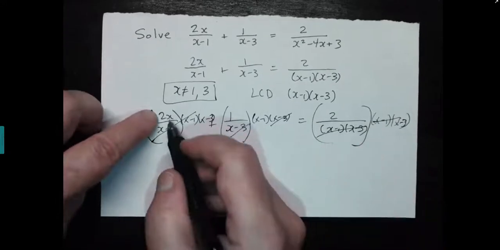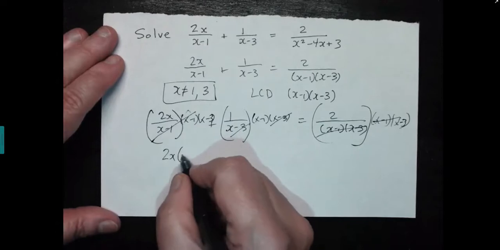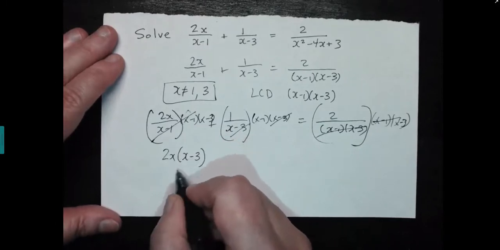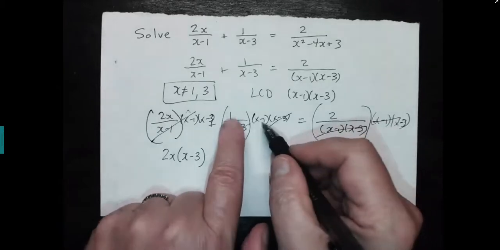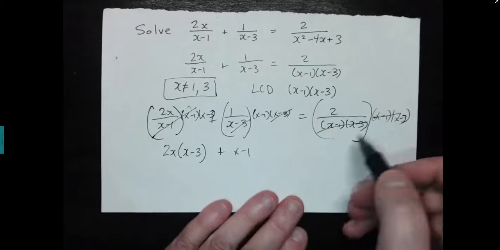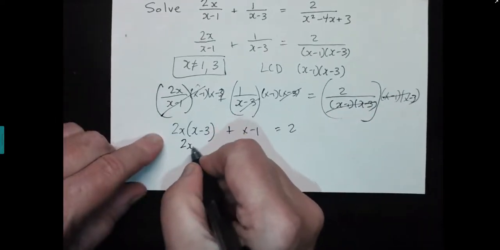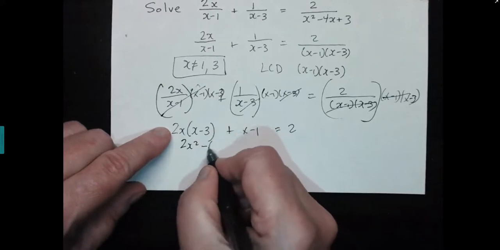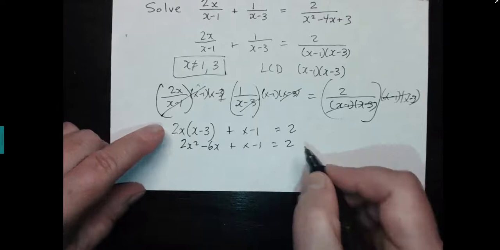So I'm going to be left with 2x times all of x minus 3. Make sure you put parentheses around it. If you do not, it will be wrong. Here after cancellation, I'm just going to have 1 times x minus 1. And after cancellation, I'm going to have 2. So this is going to give me 2x squared minus 6x plus x minus 1 equals 2.